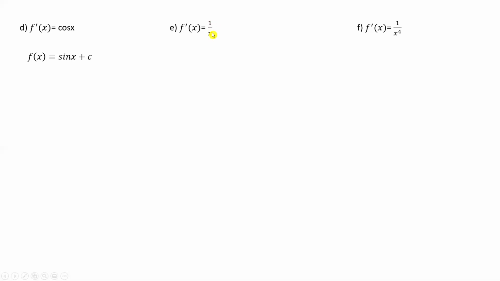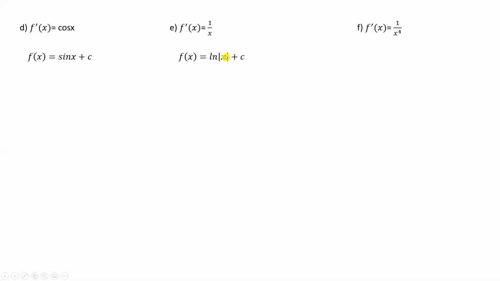Antiderivative of 1 over x. You might be tempted to write that as x to the negative 1. Raise the power, x to the 0, divide by 0. Okay, that's not good. So let's keep thinking. Is there something that has a derivative of 1 over x? Now, ln x has a derivative of 1 over x. So the antiderivative of 1 over x is ln absolute value of x.